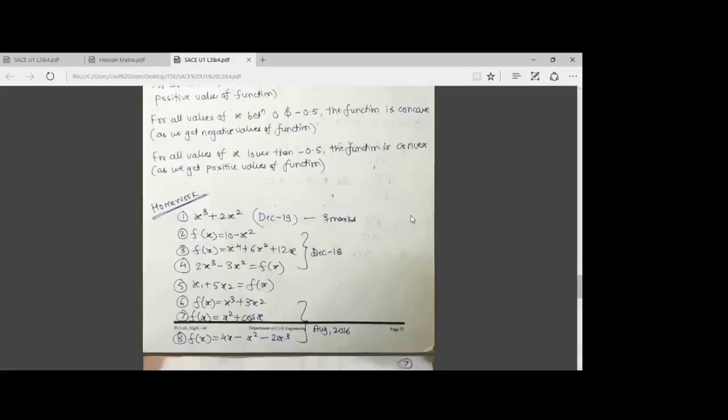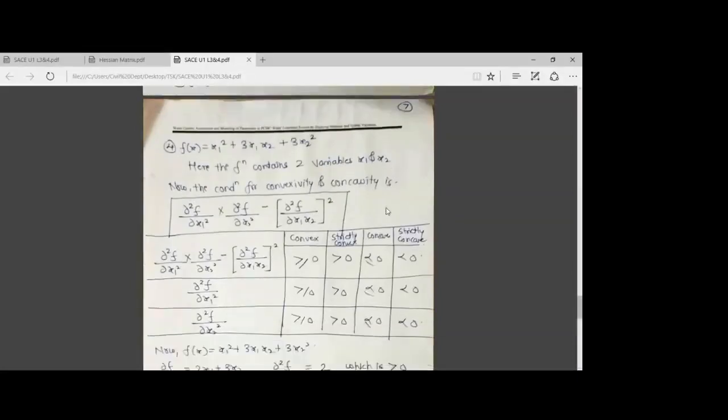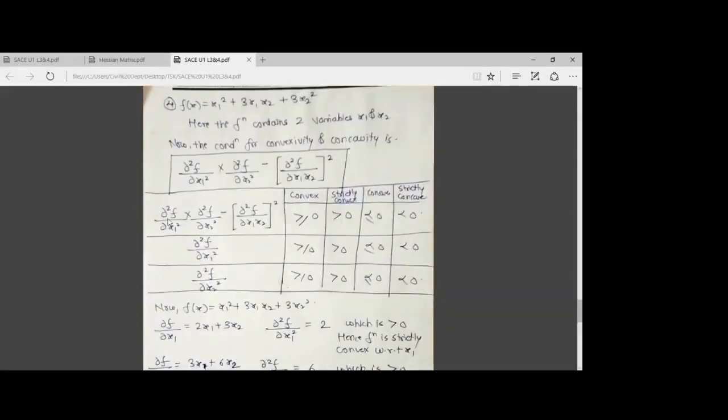Now let's understand it with the help of a numerical. See, I've taken one numerical, fourth numerical that I am having here. It is f(x) = x1² + 3x1x2 + x2². Now you can see I have x1 as the first variable and x2 as the second variable, right? So here the function contains two variables x1 and x2. Now the condition for convexity and concavity is this particular equation which consists of the three terms, and how we are going to decide that, that criteria I have given you.